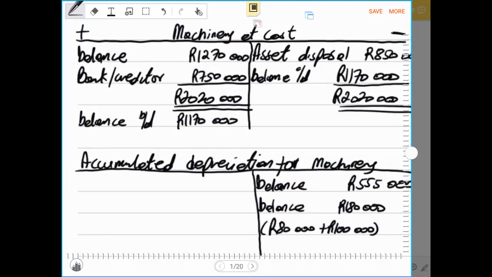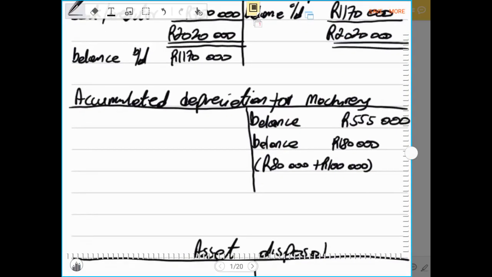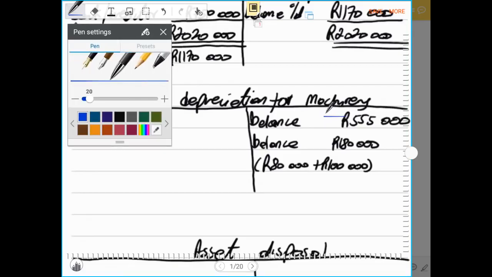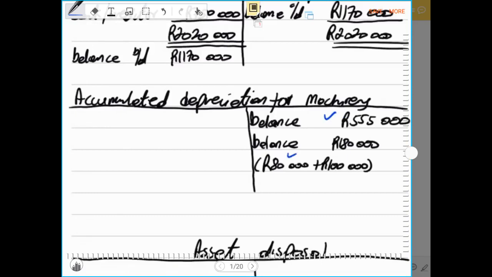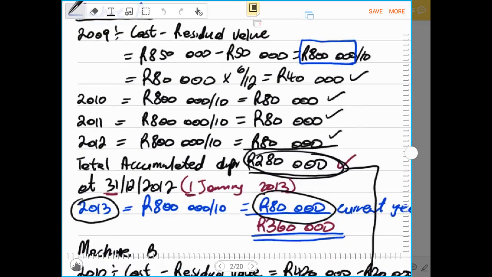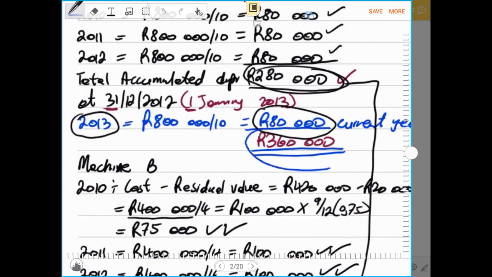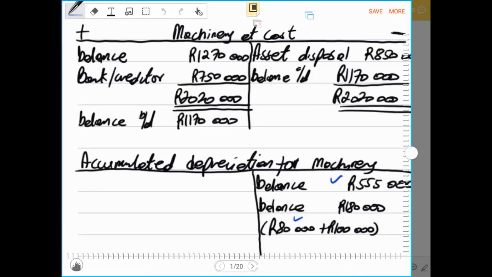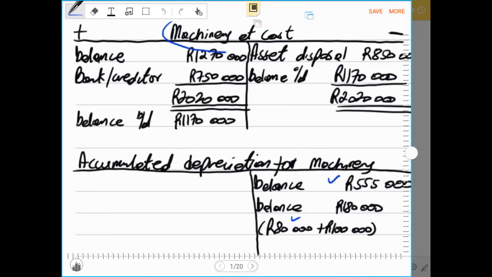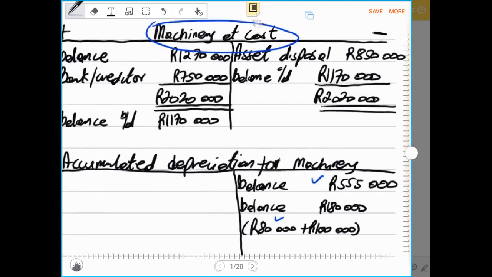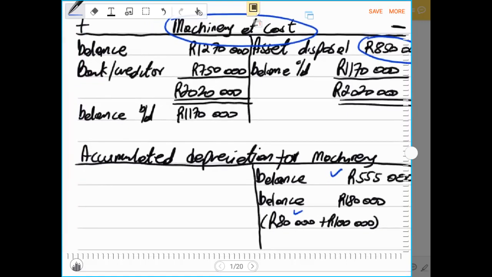Now, we know that the depreciation for machine A, which is sold, is already included in that opening balance. And another 80,000 for the current year is here. So now we don't need the accumulated depreciation for machine A because machine A was sold. That means the total accumulated depreciation for machine A, including the current year, which came up to 360,000, must be removed from the books of the business. Remember, when we sold machine A under the machinery at cost ledger account, we removed the cost of machine A on the credit side, and that was 850,000. So now we have removed the cost price of that machine. Now we still have to remove the accumulated depreciation for this machine.